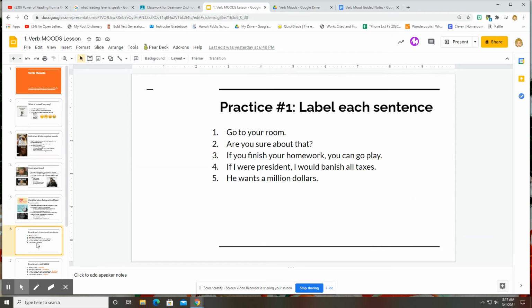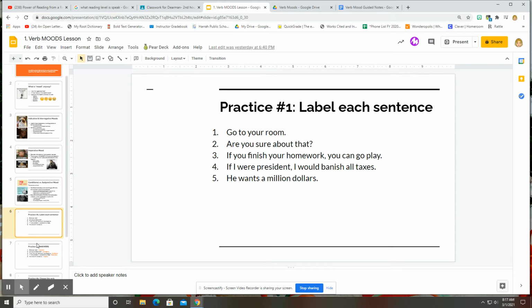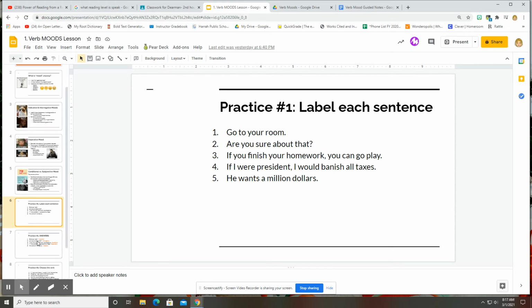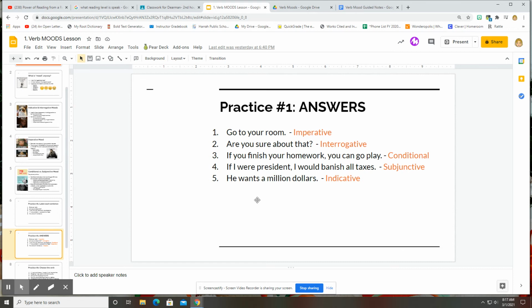So on your practice, you'll label each sentence. Go to your room. Are you sure about that? If you finish your homework, you can go play. If I were president, I would banish all taxes. And then he wants $1,000,000. So go through that and ask yourself what they are. And you can see the answers here.